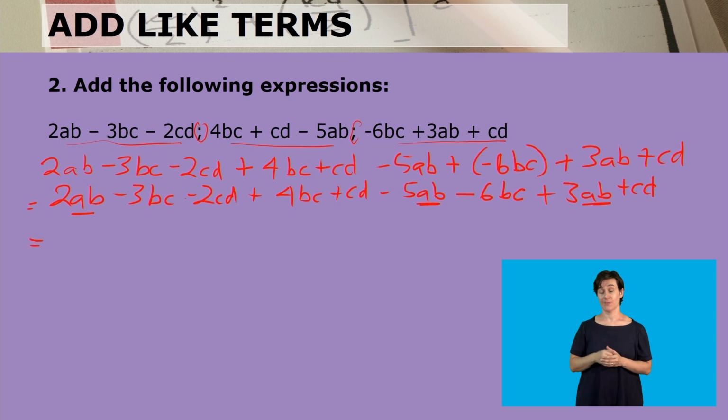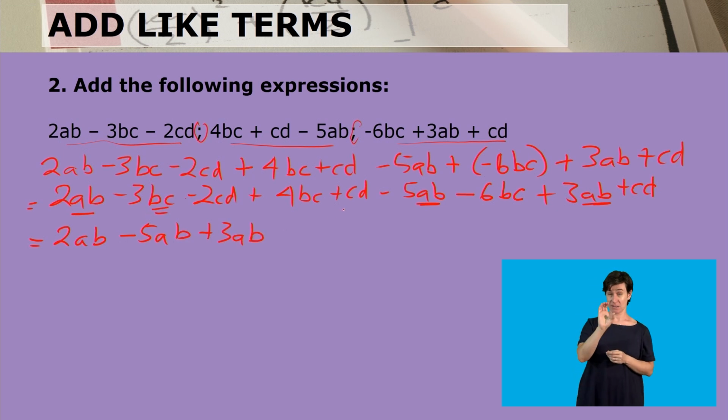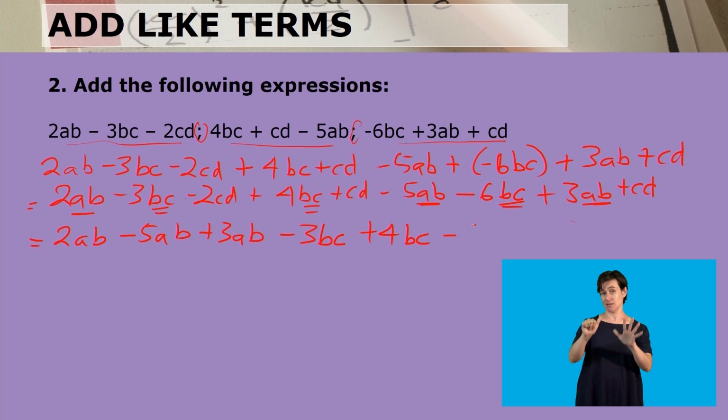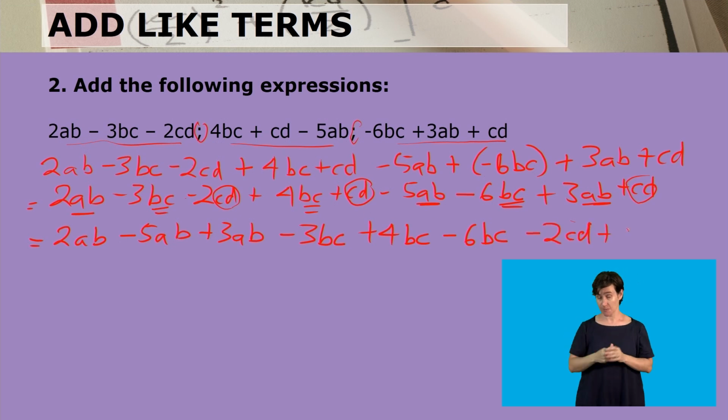So collect them. We have 2ab minus 5ab plus 3ab. And then I have BC, BC, and BC. So that's negative 3BC and plus 4BC minus 6BC. And then I have CD, I have CD, and I have CD. So that would be minus 2CD plus CD plus CD.